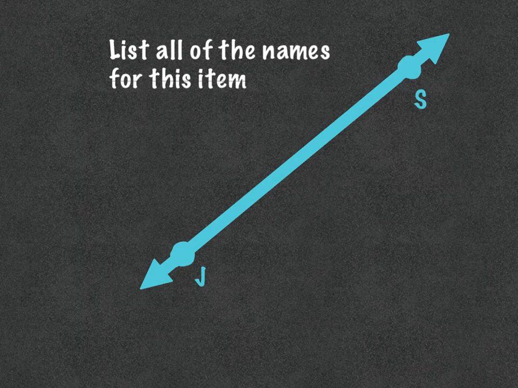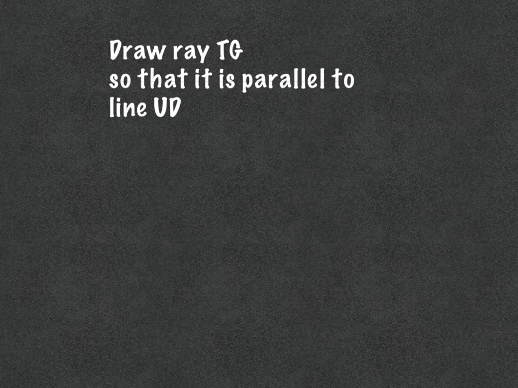All right, this is a line. So this is line JS, with a little mini line here. You could also say line SJ. Okay, so don't forget that little mini part at the top because it indicates what type of item you're looking at.